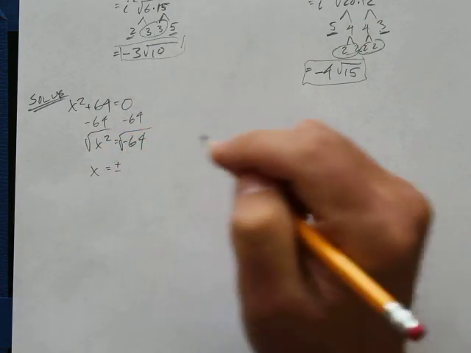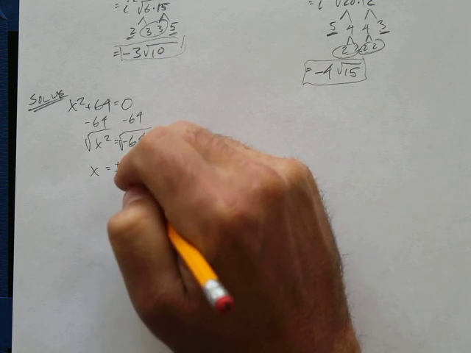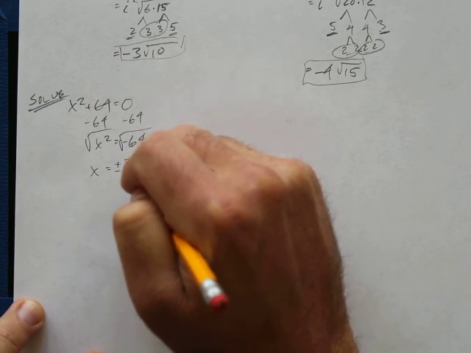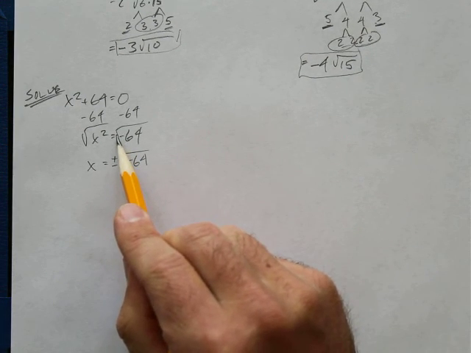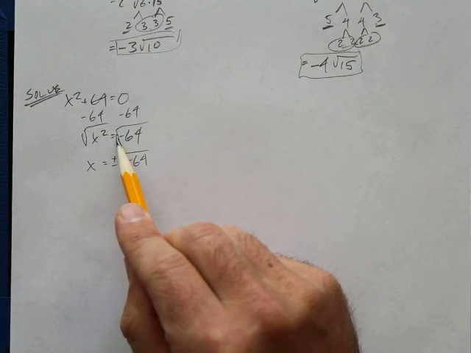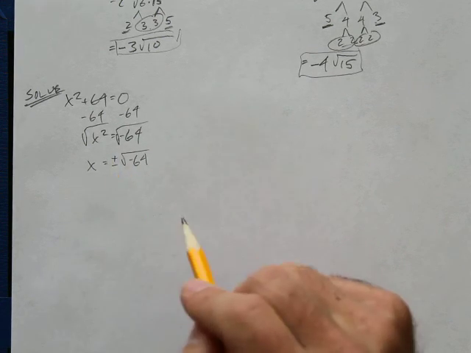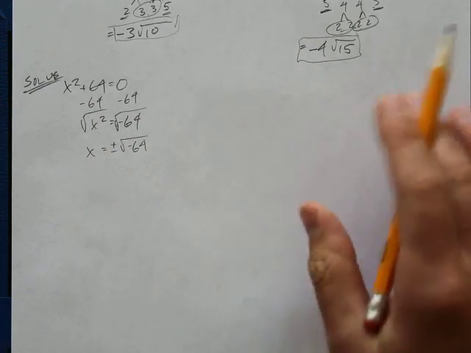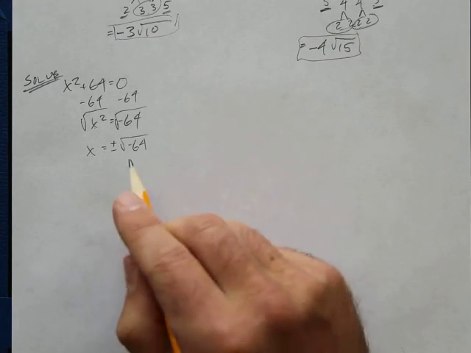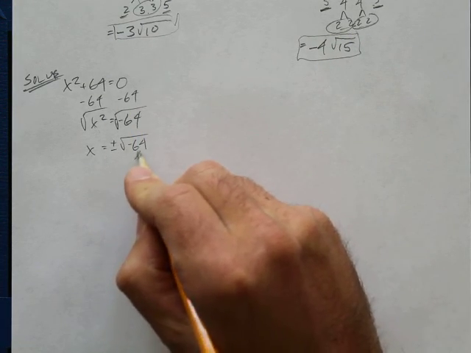plus or minus the square root of negative 64. Because this could be positive or negative here, and you would still get this x squared. So we have to do plus or minus. This is important here. So now, let's look at 64.